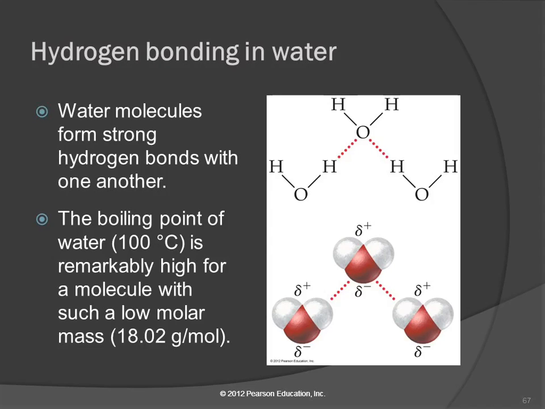So water has hydrogen bonding. Here we have an illustration of little water molecules. We've got the hydrogen-oxygen bond, and so we get forces of attraction between these little Mickey Mouse heads. And so the boiling point of water at 100 degrees Celsius is crazy high. We'll learn about that in the last section of this chapter, which we don't have time for today.